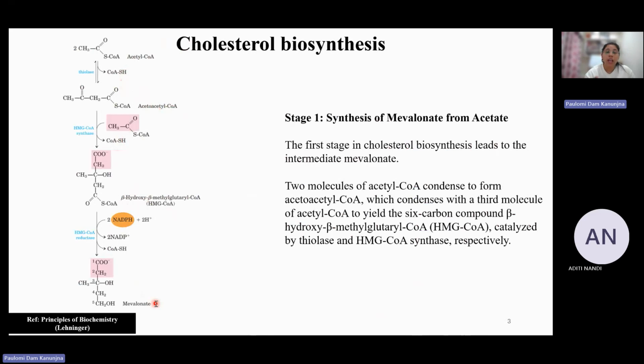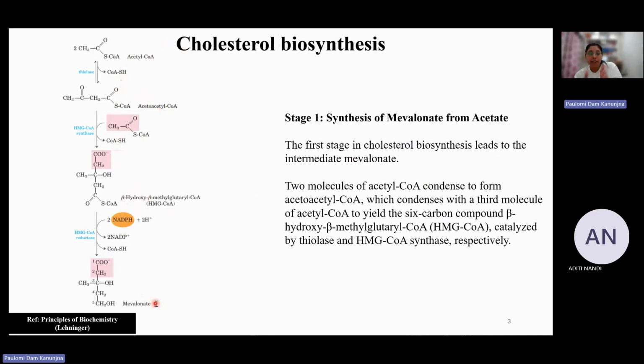Acetoacetyl coenzyme A. Now, this again condenses with the third molecule of acetyl coenzyme A, and that together gives rise to something called HMG-CoA, or if I look into the full form, beta-hydroxy-beta-methylglutaryl coenzyme A, right? And these 2 reactions are catalyzed by thiolase and HMG-CoA synthase, right?